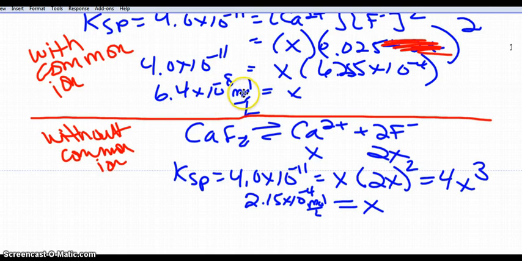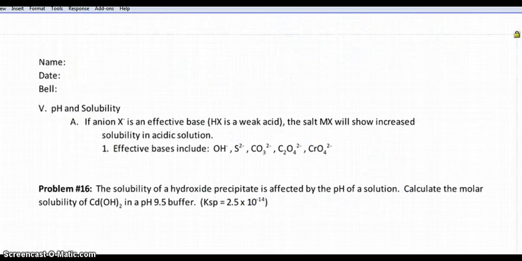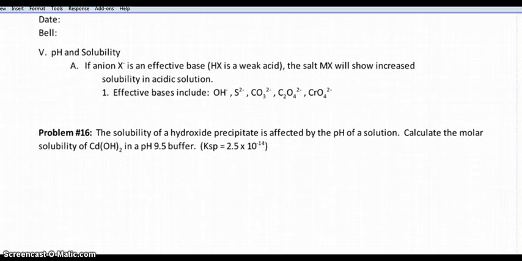So if you have a smaller X value, you have less of it dissolving. You have fewer moles per liter dissociating than you do here. You have more of a solid, less of the solid. So let's go on to the next one, and let's check out pH. Now, what's going on with pH?